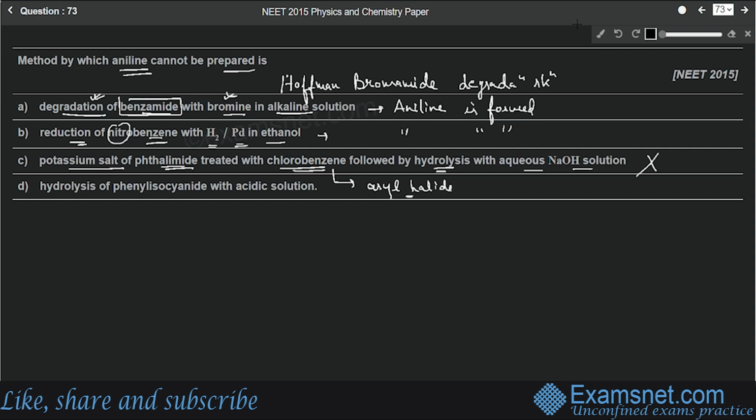In the last option we have hydrolysis of phenyl isocyanide with acidic solution. So this will also lead to the formation of aniline. Only in the third one aniline is not being formed. So using this method you cannot prepare aniline. Yes, if you use alkyl halide in place of aryl halide, then you can prepare aniline, but not using aryl halide. So option C is the correct answer here.